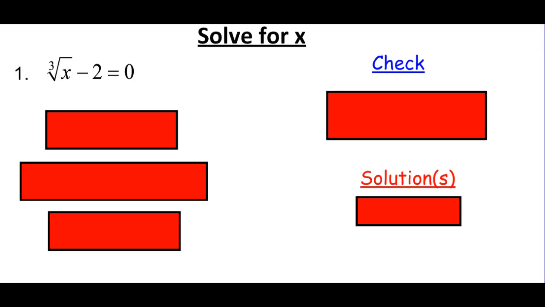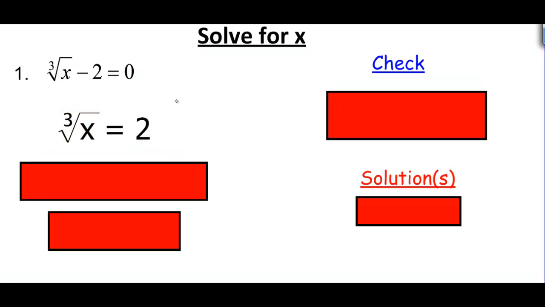So this is a radical problem because we have a cube root of x. The first step is, I want to isolate my radical. So what I'm going to do is add 2 to both sides. That's my first step. After I add 2, I want to get rid of the cube root. Well, I'm going to raise it to the power of whatever this index is. So since the index is 3, I'm going to raise both sides to the third power.